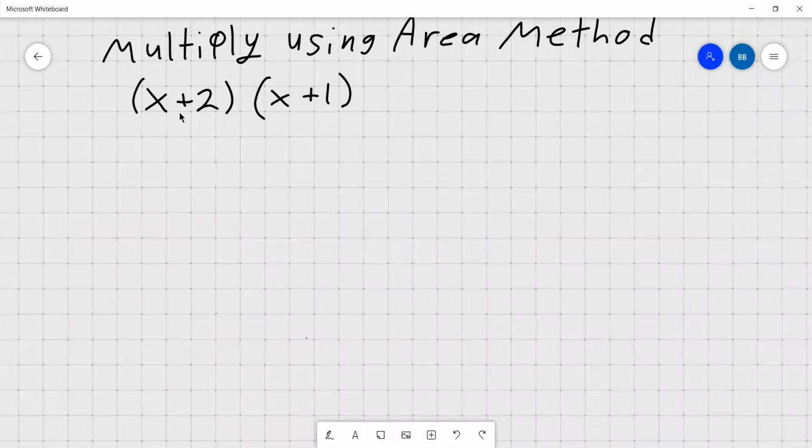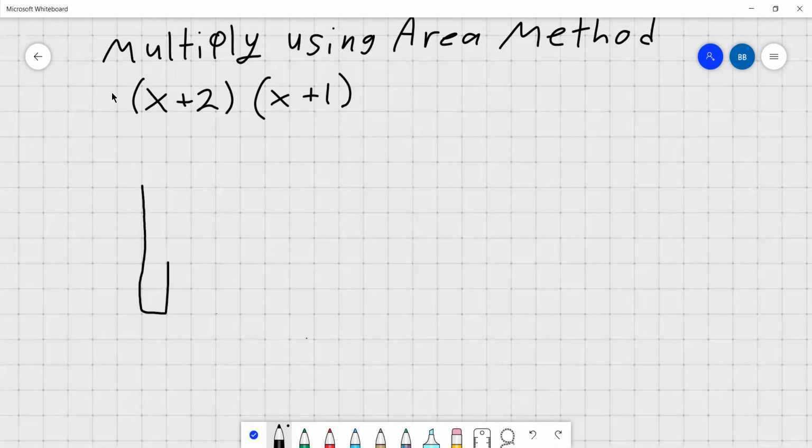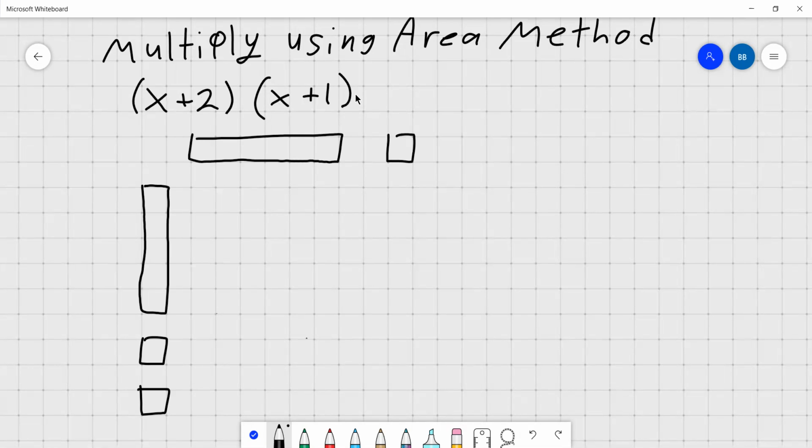Multiply x plus 2 times x plus 1 using the area method. So how do we start? Let's look at this one first. We have an x plus 2, so we can draw out an x. That will be this rectangle. And we have a 2 here, so we can draw our 2. Over here, we have x plus 1. So again, we will draw out an x, and it is plus 1, so we just need to add a 1 square.